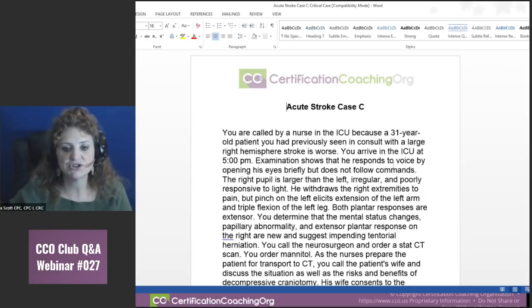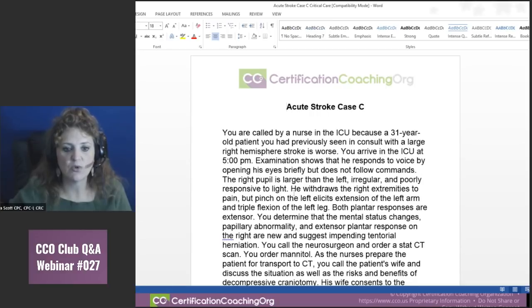So the examination shows that it's a he, I guess, that he responds to voice, can open his eyes, but does not follow commands. So you say, you know, George, and George opens his eyes, and you say, George, can you blink for me? And he can't blink. Or you say, can you look to the left? No. Can you move anything? No. Okay.